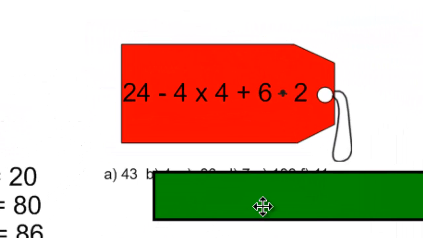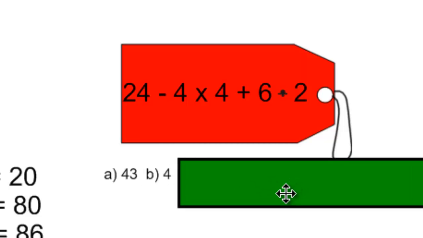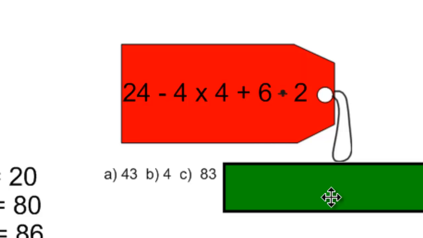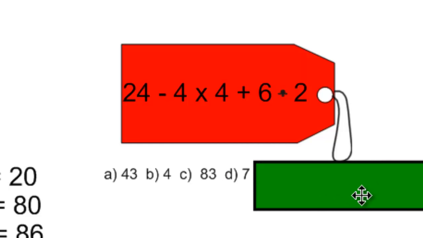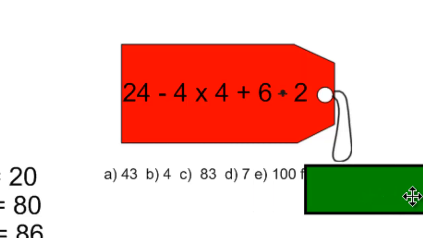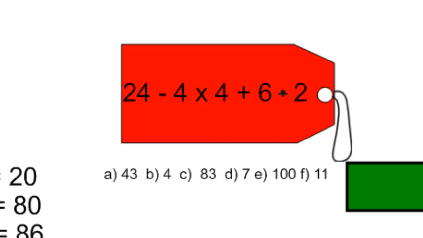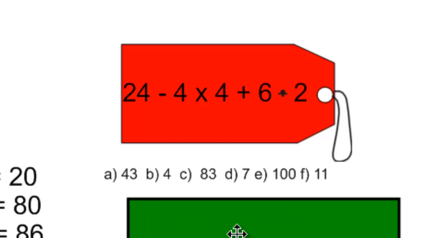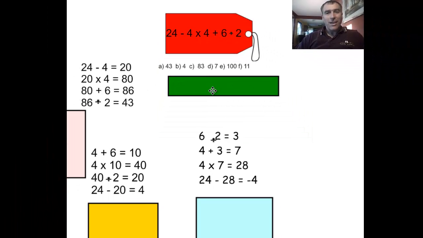So if you look at this, you can have all kinds of answers. 43 could be right. Maybe you picked B, 4. Maybe you picked C, 83. Another group had that. Maybe you picked 7. A group had that. What about 100, or even 11? There's all kinds, and there's more answers you could get. But what is right, and what do I pick?